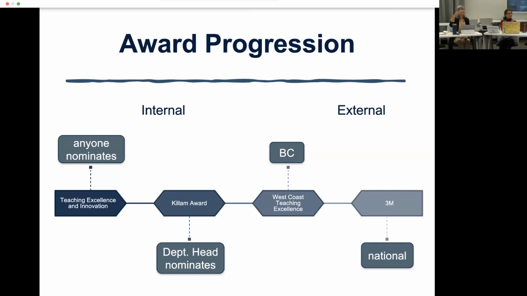Yeah, and I'm not sure if that will still continue to be the criteria. So yeah, we'll have an opportunity to.